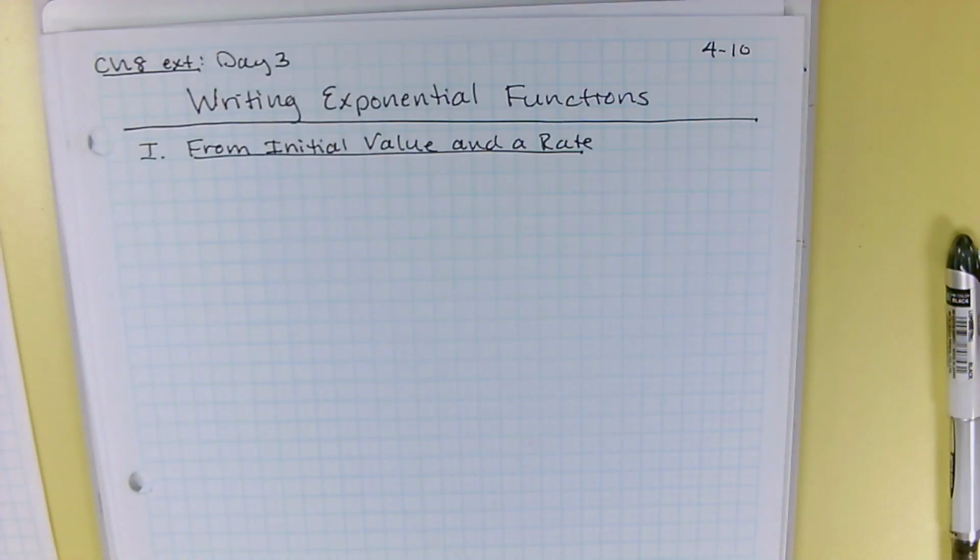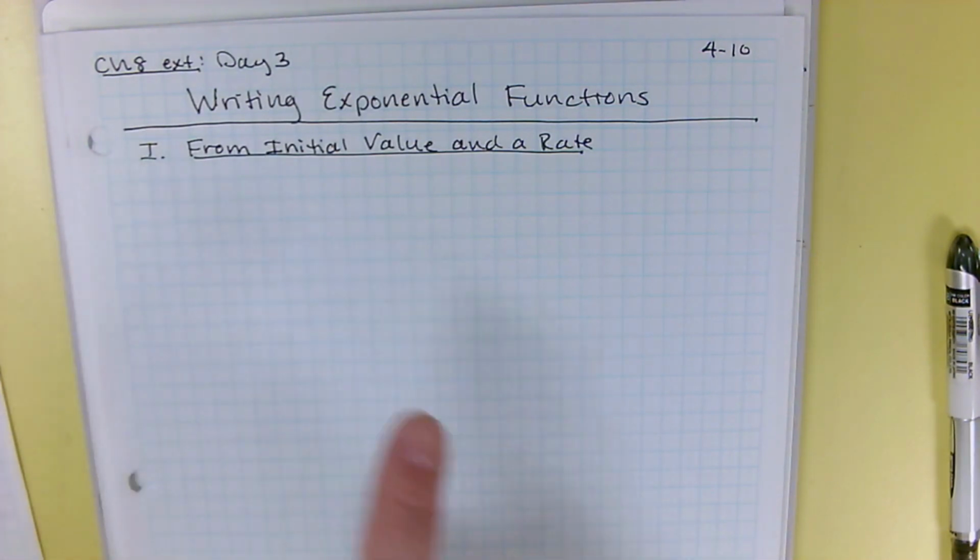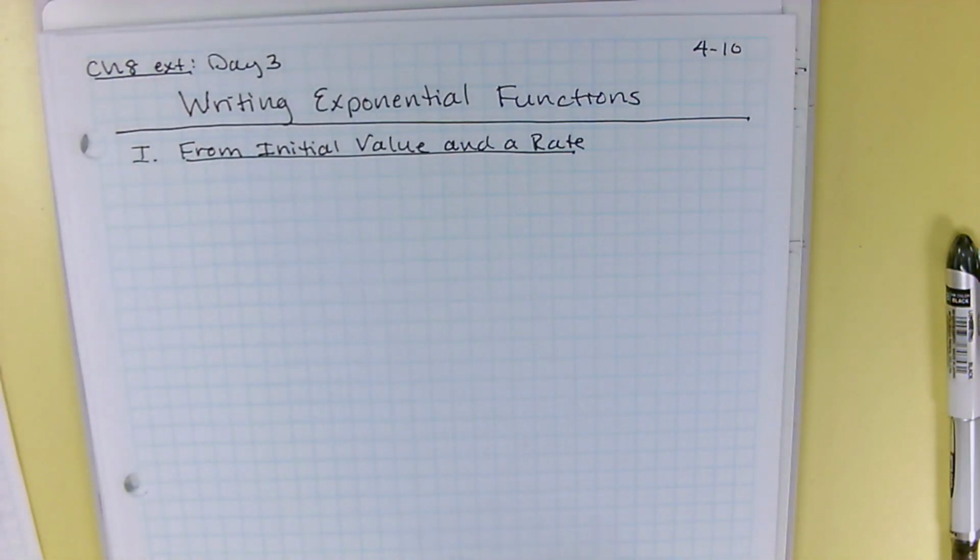So here we go. So we're going to learn how to write exponential functions based on what information you're given. The first one we're going to do is if they tell you where it starts and then how fast it grows or how fast it shrinks. And we're going to write the equation.